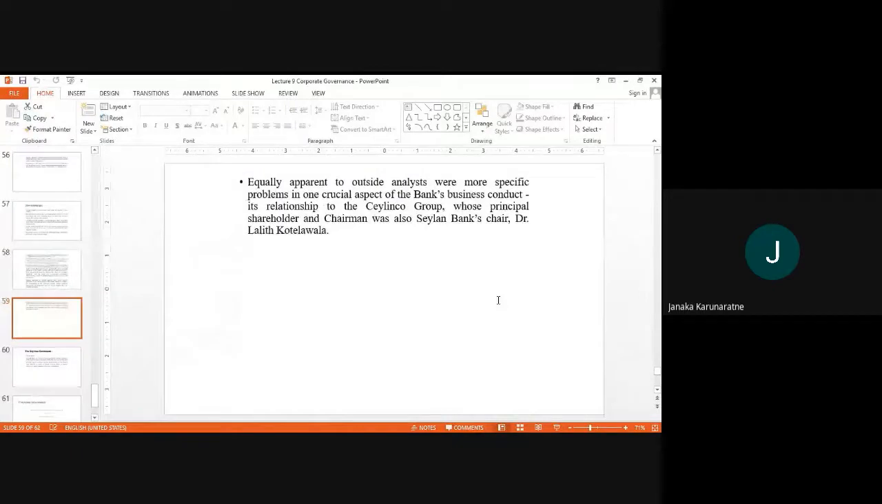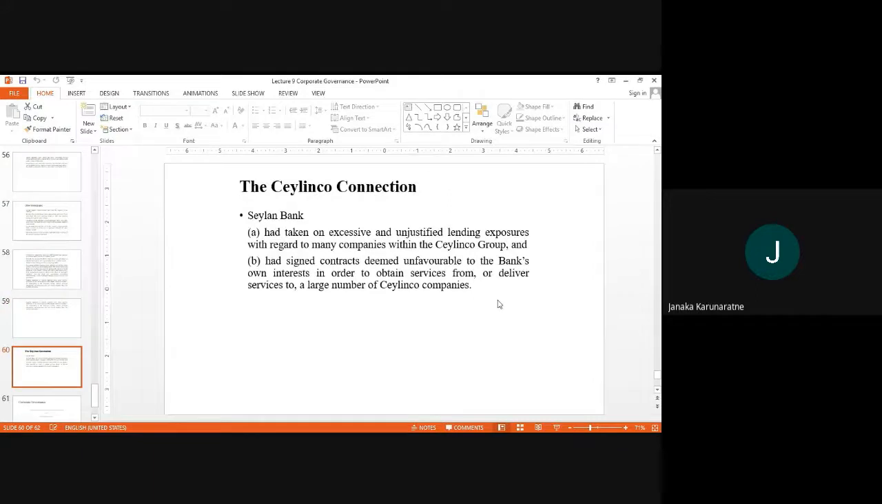Whenever I discuss in detail, one of the key problems in a governance failure is related party transactions. So here you can see it very clearly in the case of Ceylon Bank. Then the Selinco connection, the related party connection. Ceylon Bank had taken excessive and unjustified lending exposures with regard to many companies within the group. So over-lending to the group, naturally, you will have problems.